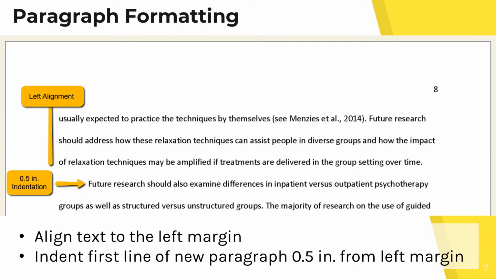All text will be aligned to the left margin and do not justify the text. Indent the first line of each new paragraph 0.5 inches from the left margin. Use the tab key and not the spacebar to do this. There are some exceptions to these paragraph guidelines. See sections 2.23 and 2.24 of the APA Publication Manual 7th edition for those. They include title page, titles, section headings, reference list, and a few others.